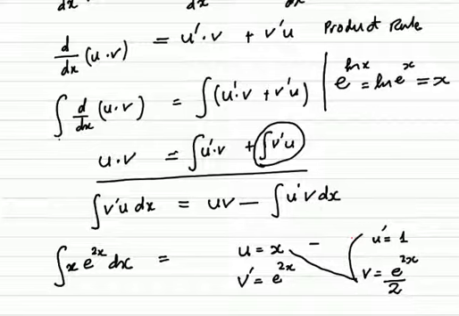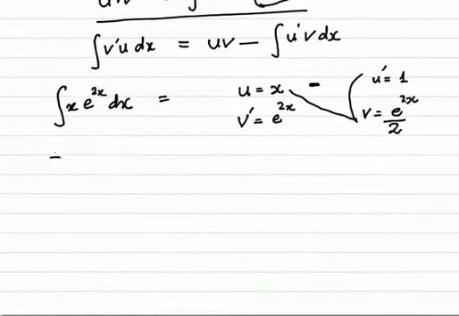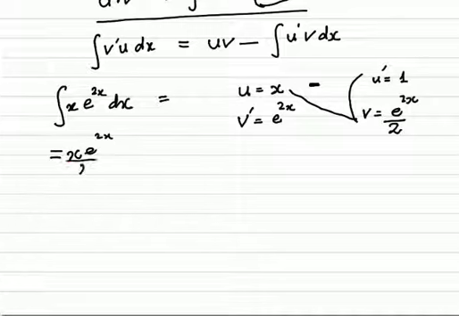And then what you do is you subtract that integral sign. So in this case now, this is going to come up as X E to the power 2X over 2 minus integral of 1 times E to the power 2X over 2 dx.